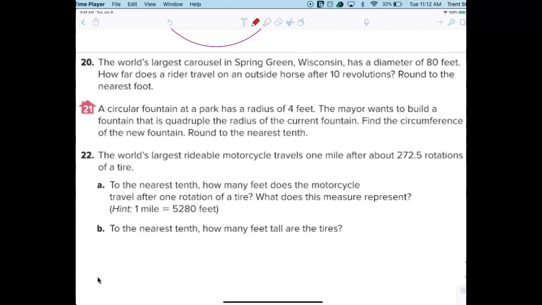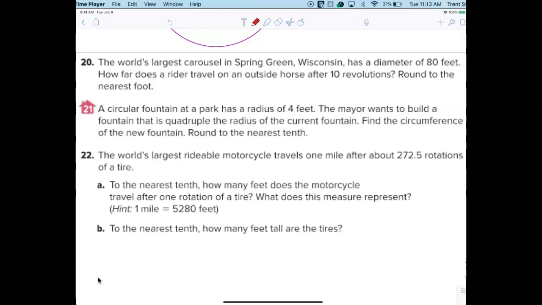Circumference? Say it, come on, loud and proud. Yes, circumference. Circumference equals diameter times pi. And then what? Well, how many times am I going around? 10. So what do I do with that answer?